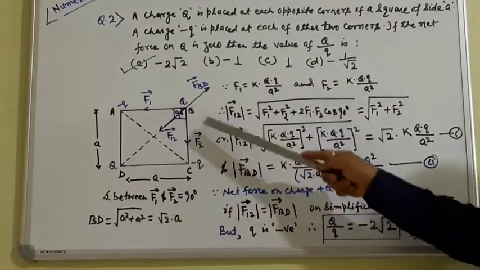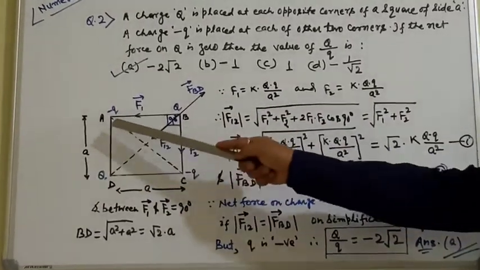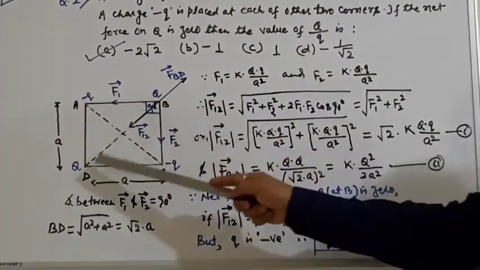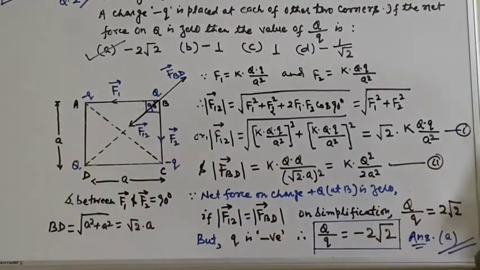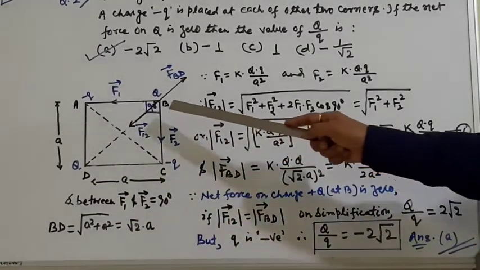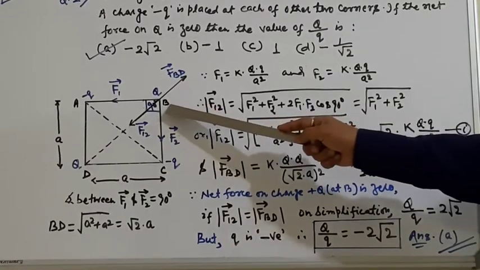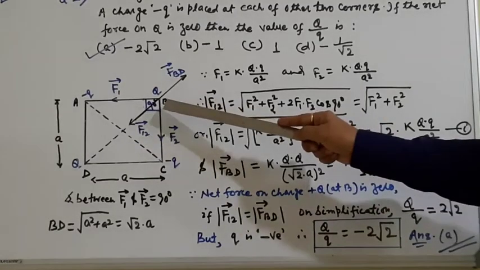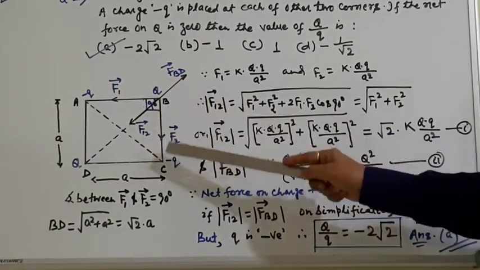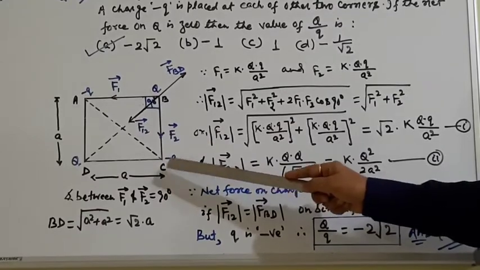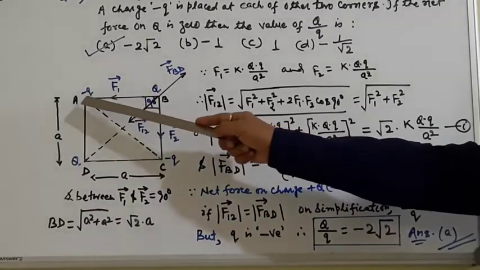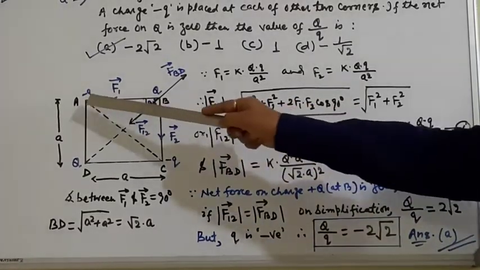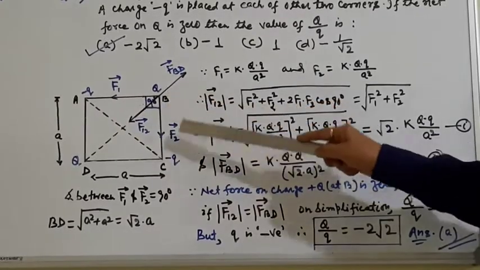So see this square of side A. Minus q are at the corners A and C, and plus Q are at corners B and D. We have to find the net force on the charge Q at point B. How can we find it? We find the force on charge Q at B by the charge minus q at C, and by the charge minus q at A, one by one. Both forces will be attractive: A and B are attractive, and B and C are also attractive.